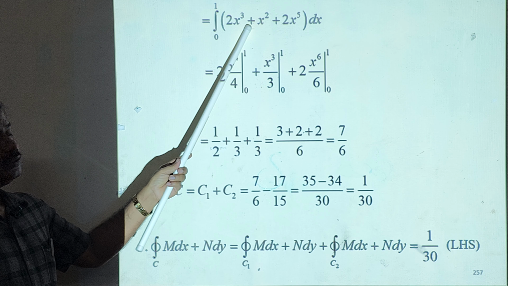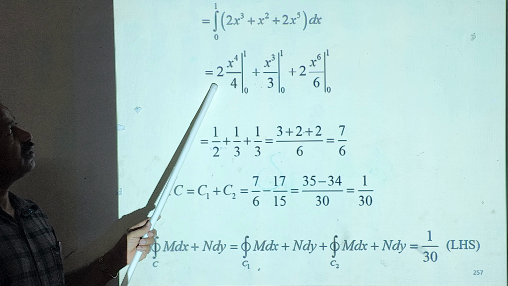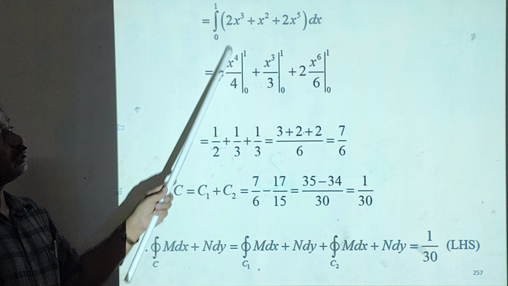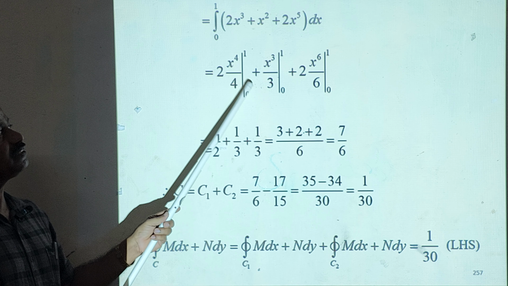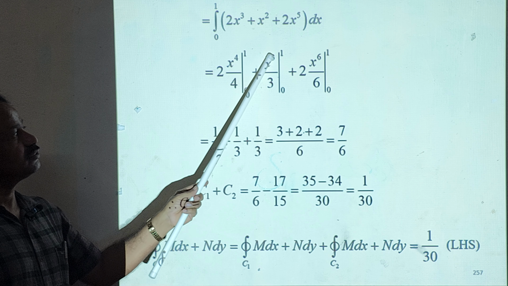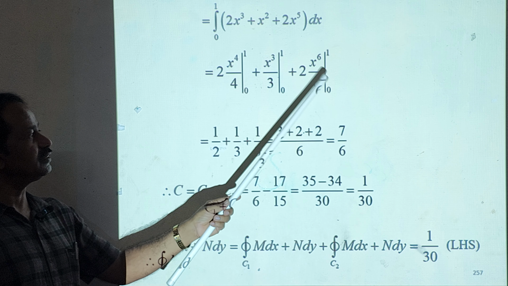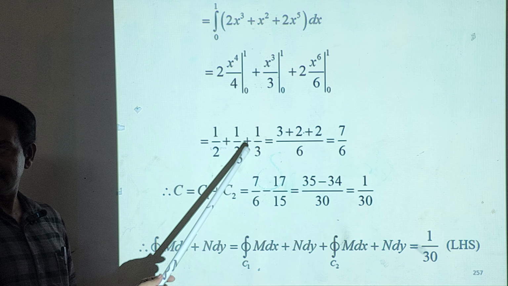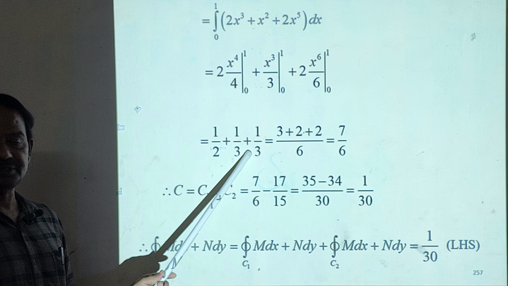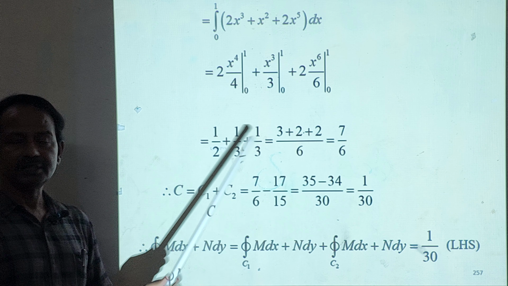Then integration. On integration that will give you 2x to the power 4 by 4 with the limits 0 to 1, x cube by 3 with the limit 0 to 1 again. So we have 2x to the power 6 by 6. Substitute in the upper limit will give you this. Substitute in lower limit will give you 0. Taking the LCM will give you 7 by 6.